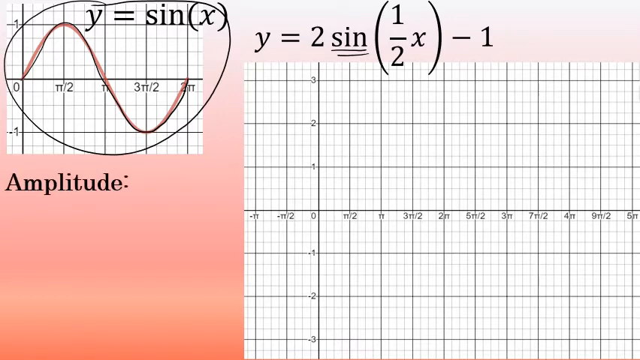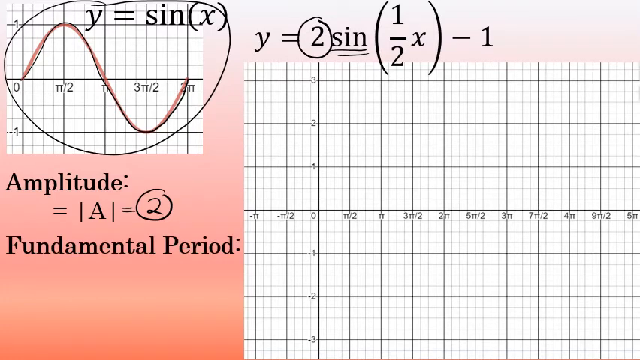First, the amplitude. The amplitude is based on the coefficient on the sine function, which in this case is a 2, and the formula for the amplitude is the absolute value of that number. And the absolute value of 2 is 2. So the sine wave that we'll draw on this graph will have an amplitude of 2.